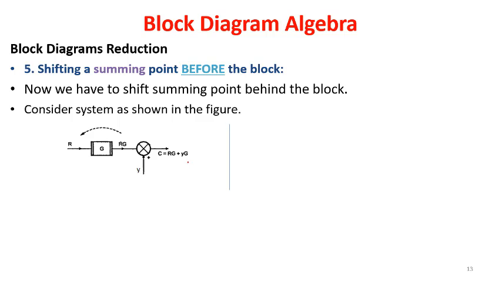When we are shifting the summing point behind the block or before the block, what will happen? We are going to bring the summing point before the block. Here, when we are bringing it, we are going to add a block in series with the signal, the reciprocal of the forward block.